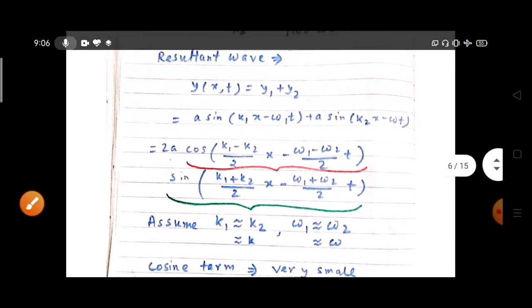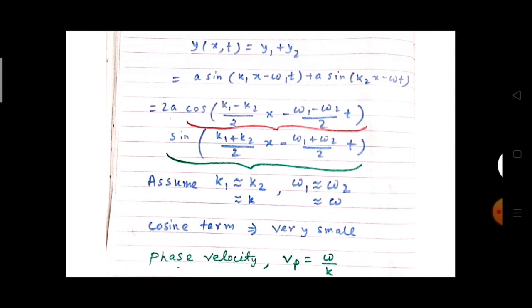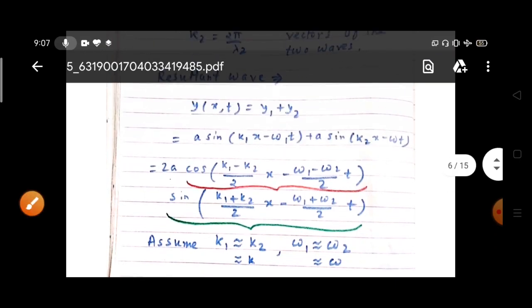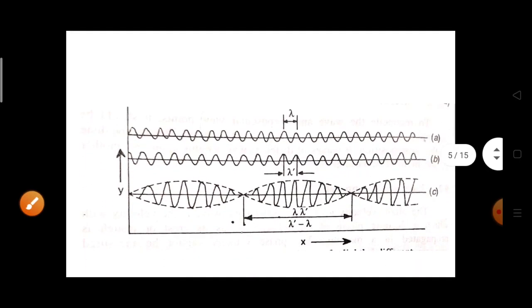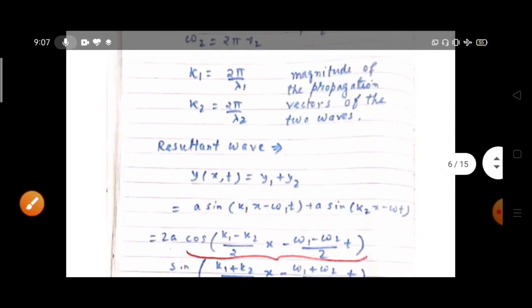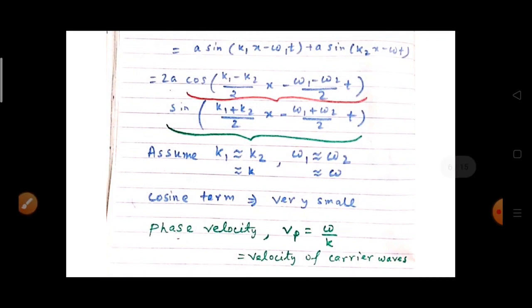Now sin a plus sin b, you directly put the formula and you get 2 sin((a plus b)/2) into cos((a minus b)/2). So, writing the cos term first, 2A cos(((k1 minus k2)/2)x minus ((omega 1 minus omega 2)/2)t) into sin(((k1 plus k2)/2)x minus ((omega 1 plus omega 2)/2)t). You have to understand that this is the resultant wave that we are representing. Now we have to analyze what we are getting.